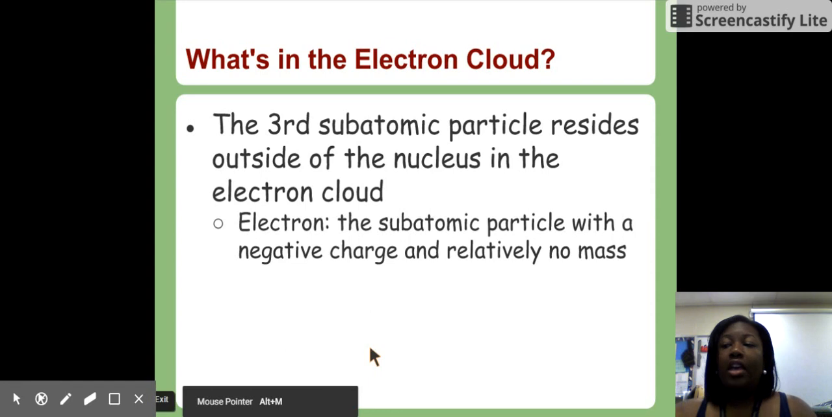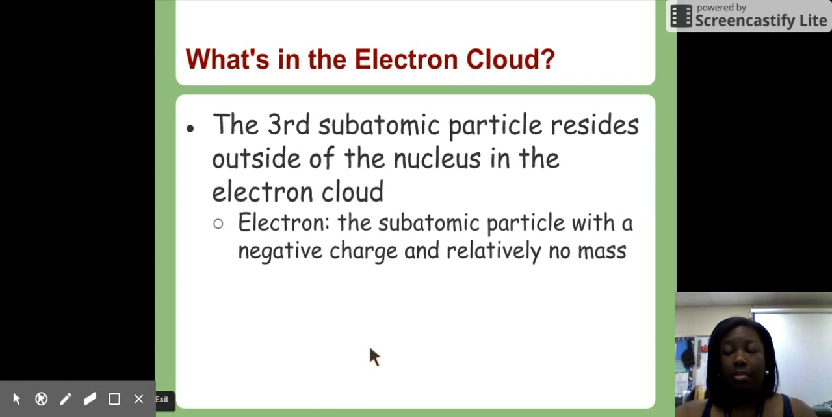All right. So in the electrons we have the third subatomic particle outside the nucleus. So remember that for the test or quiz, that is the electron, and it has a negative charge. It really has no mass. Okay, so think back to the pickup truck and the feather example, that the truck is the nucleus in the middle, and the feather is the electrons that barely weigh anything. Okay, so the electron is a subatomic particle with a negative charge and relatively no mass.